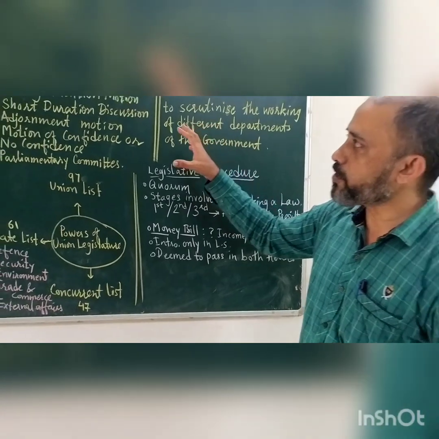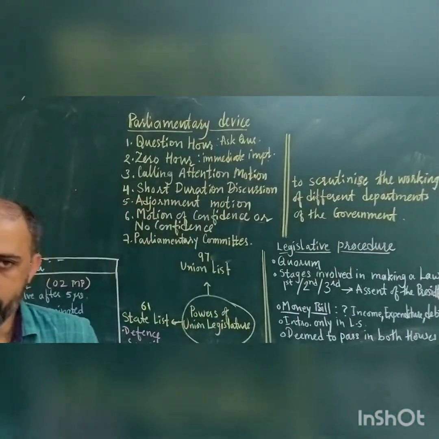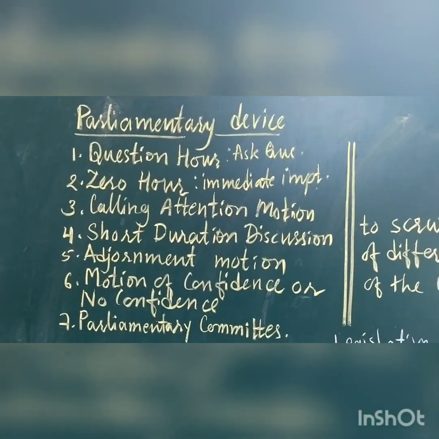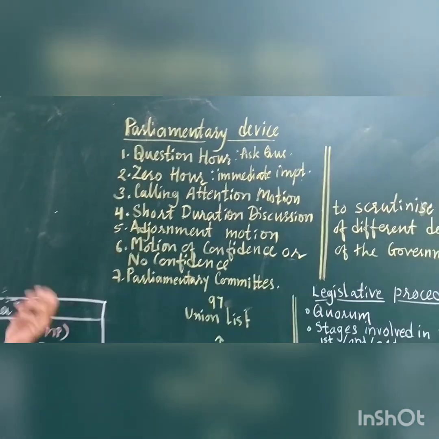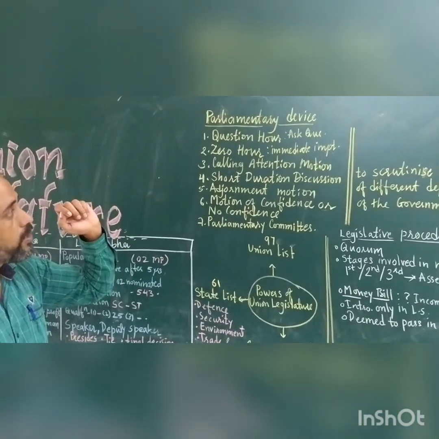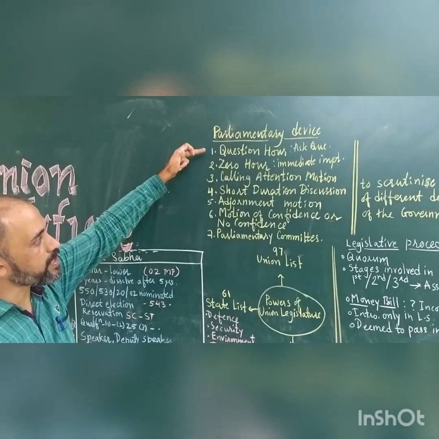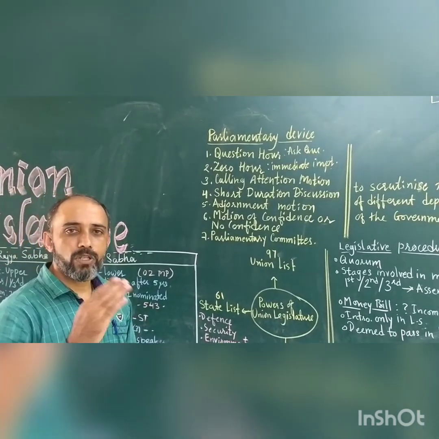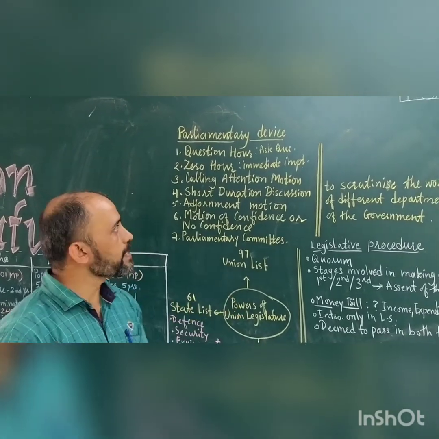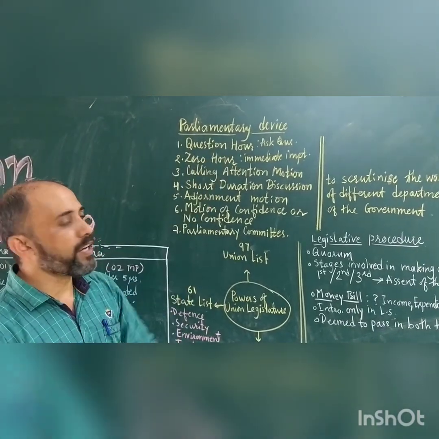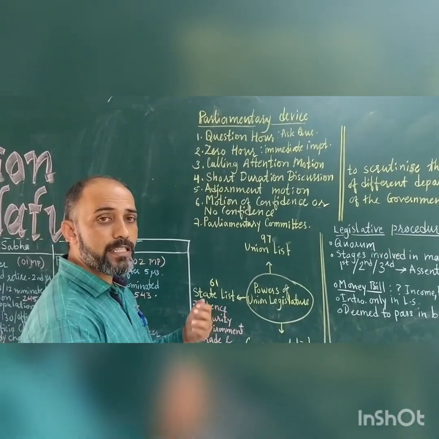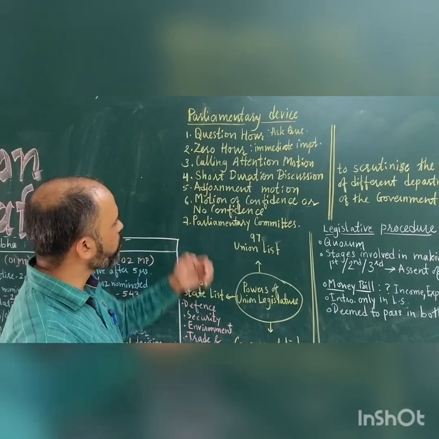The next and the last part is the parliamentary devices. Now see, the parliament has the right to control the executive. The executive includes the Prime Minister and others, the Council of Ministers. So they can be controlled. What is the first device? Question hour. Whenever the session of the House starts, it begins with the question hour, which means the members can ask questions to the ministers, and the ministers are supposed to give answers to them.